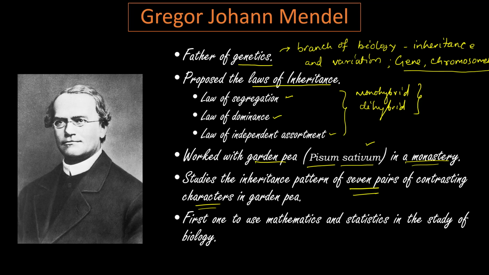And something that Mendel did different compared to other scientists at that point of time, which led to the success of his work, was the use of mathematics and statistics. Now, dear students, you have to understand that at that point of time, there were no biologists or botanists using mathematics in the study of biology. When Mendel used mathematics and statistics to solve biological problems, many of the scientists did not agree to his methods. And this is one of the reasons that his work remained unrecognized for a really long period of time.